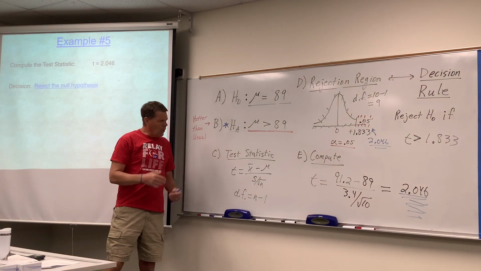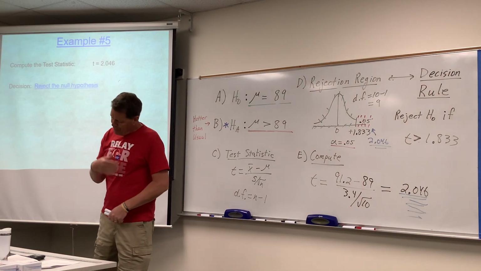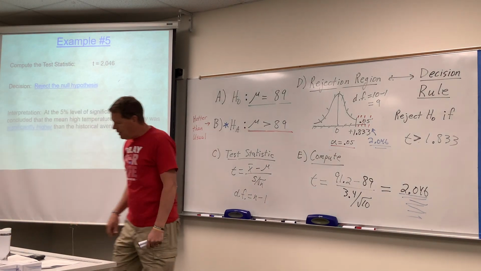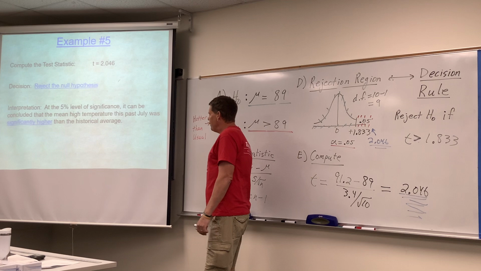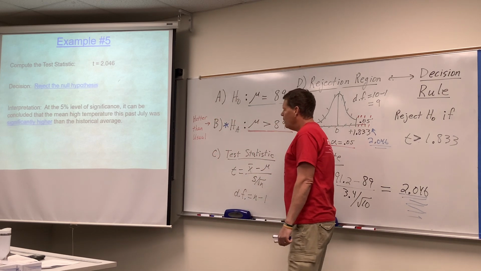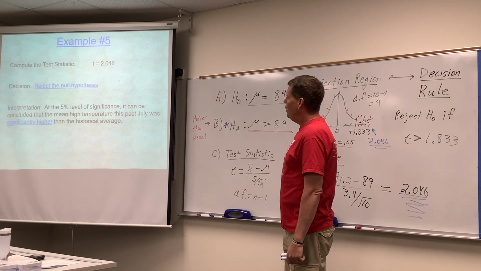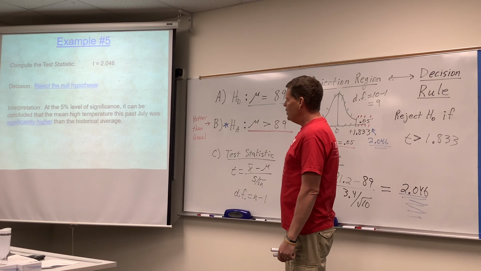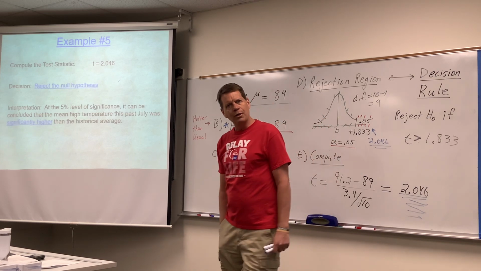based on the question that was brought up, it looks like indeed, using 5% significance, it can be concluded that the mean high temperature that particular July was significantly higher than the historical average.